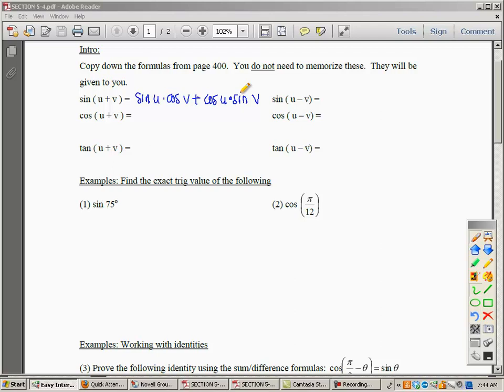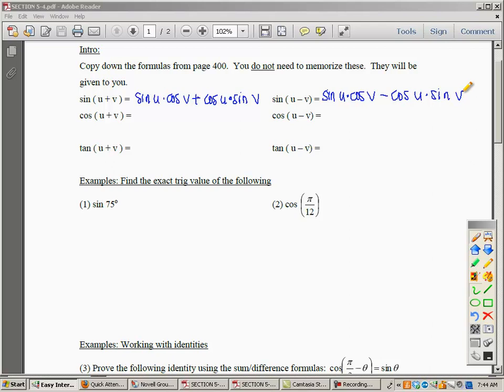If it's a subtraction of the two angles, same idea, we're just going to subtract this. The sine of u times the cosine of v minus the cosine of u times the sine of v. So sine ones are pretty easy. If you're adding them, you put a plus sign between it. If you're subtracting, you put a minus sign between.